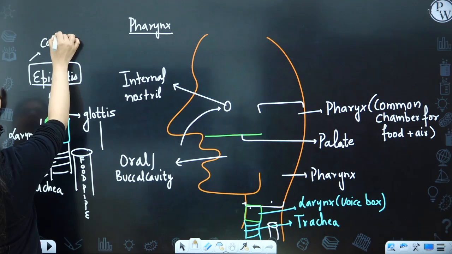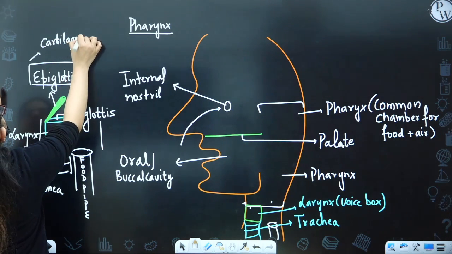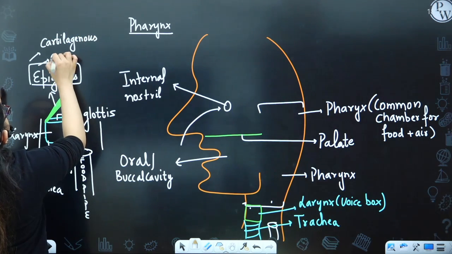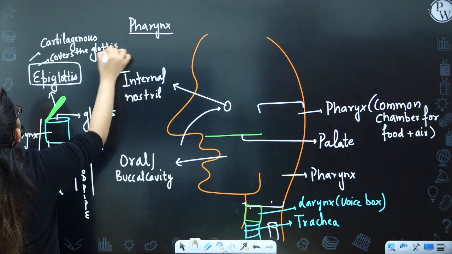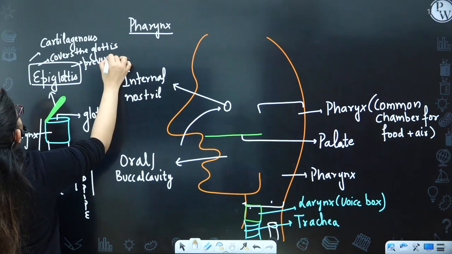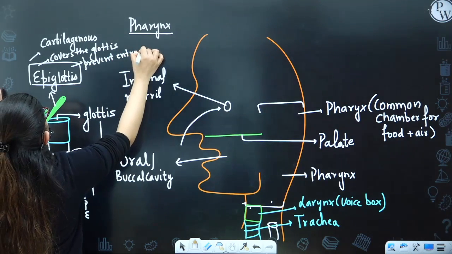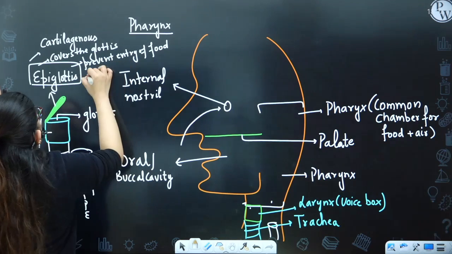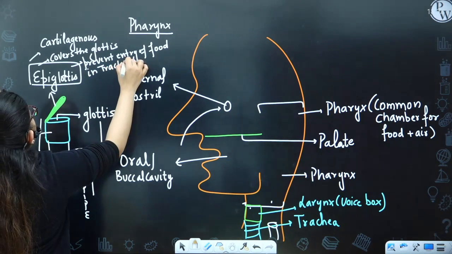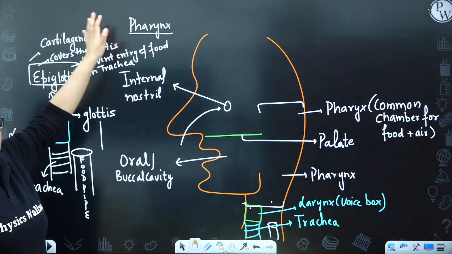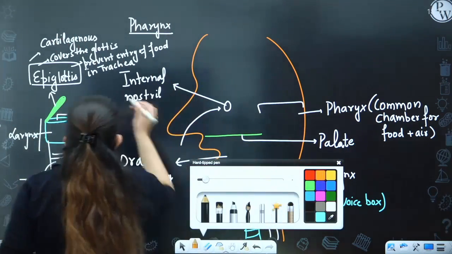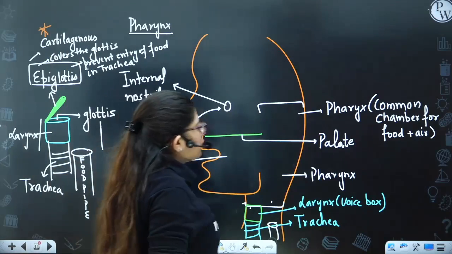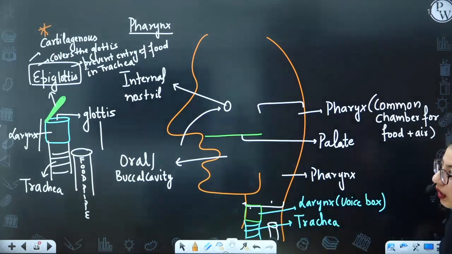It is made up of cartilage. It is cartilaginous, right? And it covers the glottis, preventing entry of food in the trachea. I hope that's pretty clear to everyone, right, guys? Put a star on it, because it's really important from an examination point of view. So that's your larynx and your pharynx.